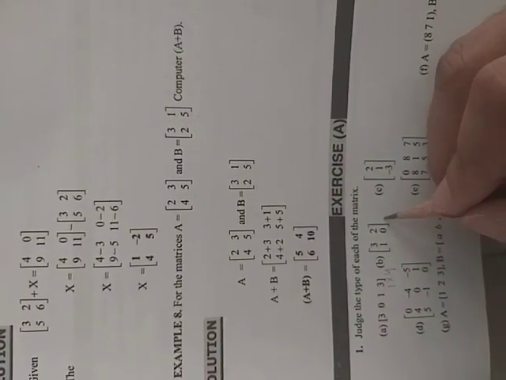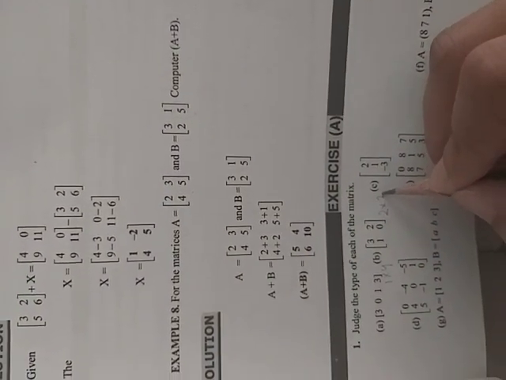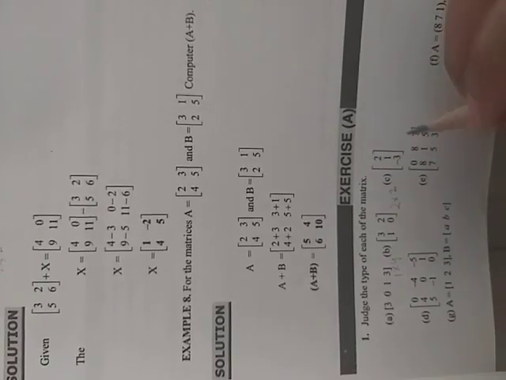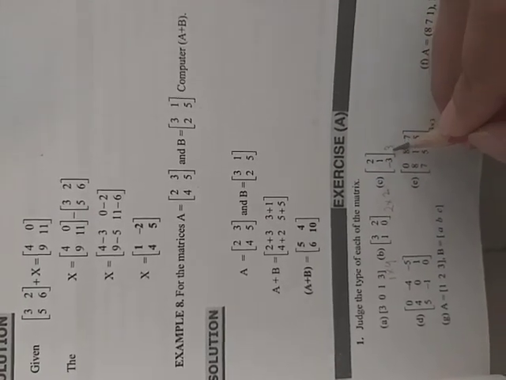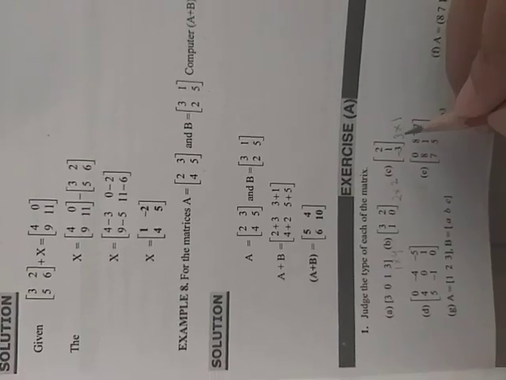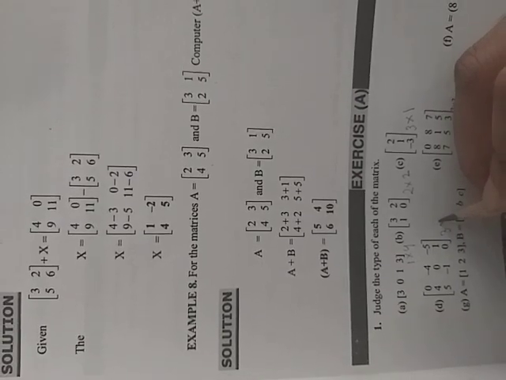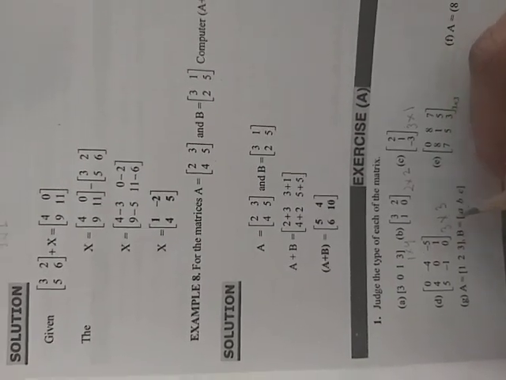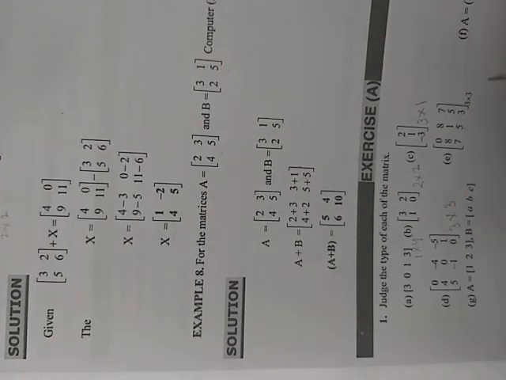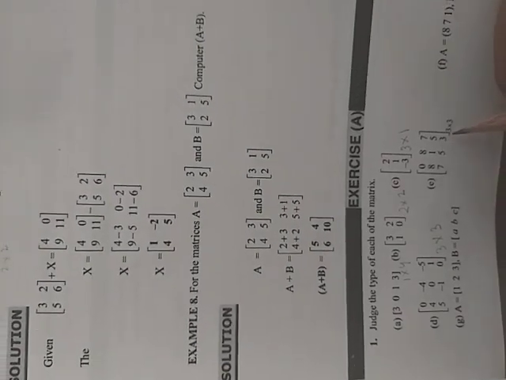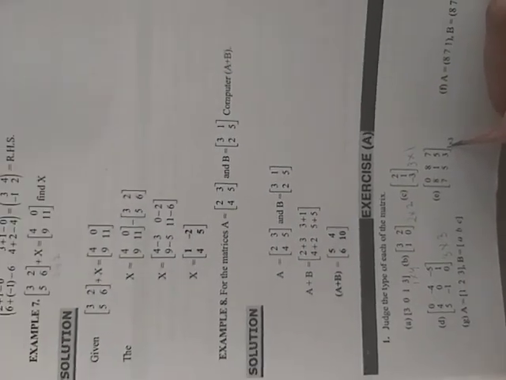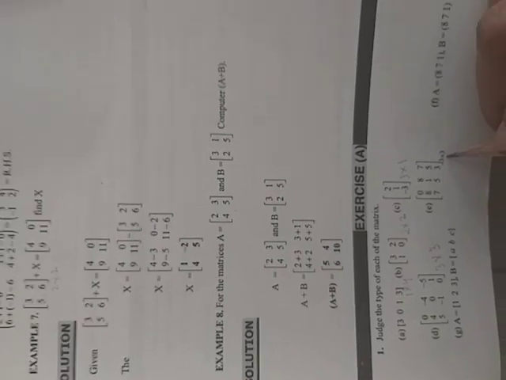Now this is a 2 row 2 column. So it is a square matrix. Now here there are 3 rows and only 1 column. So it becomes the column matrix. Now this again, this is a 3 by 3 order matrix. So it is a square matrix. It is again a 3 by 3 order matrix. So it is again a square matrix.